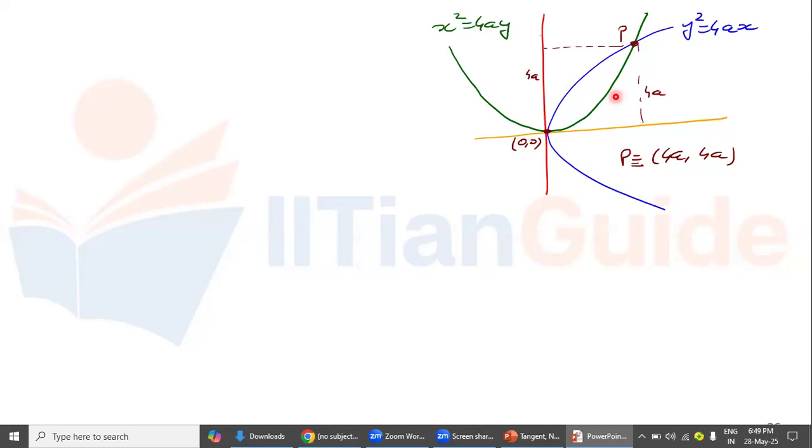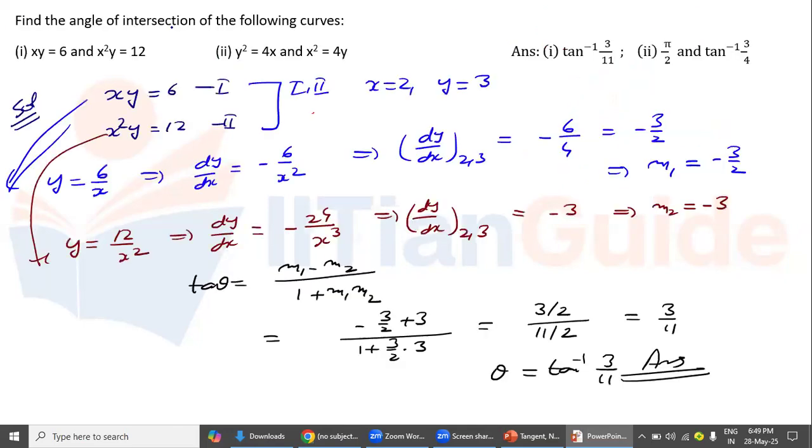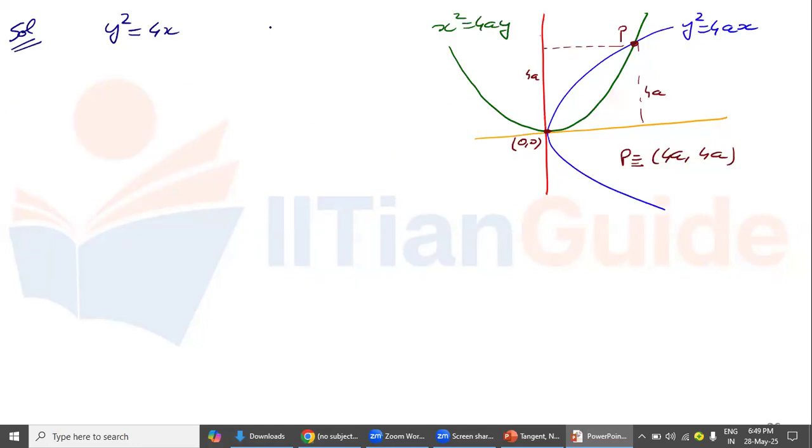Now come to the question. We are given y square is equal to 4x, so a is 1. Another curve is x square is equal to 4y. If I solve them simultaneously, I will get the point of intersection 4a, 4a, basically 4, 4 with a is 1. But anyway, I am showing you they are working. This is question number 1, and this is question number 2. I am going to solve them simultaneously.